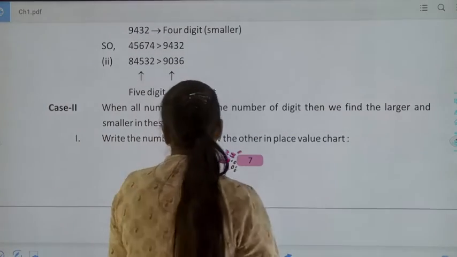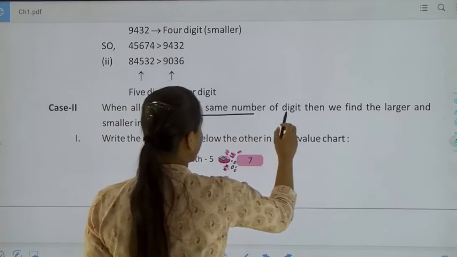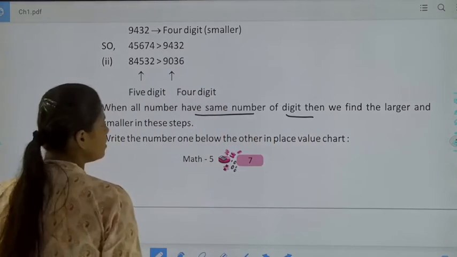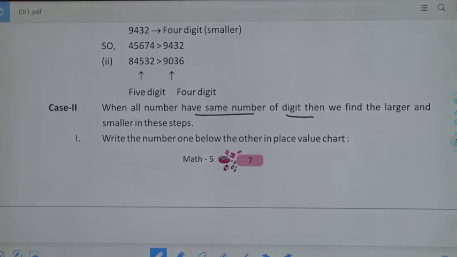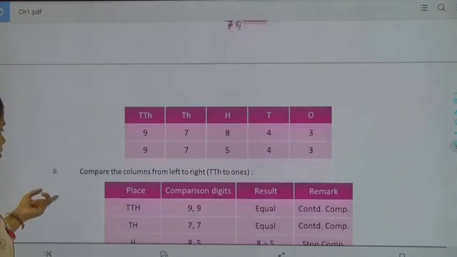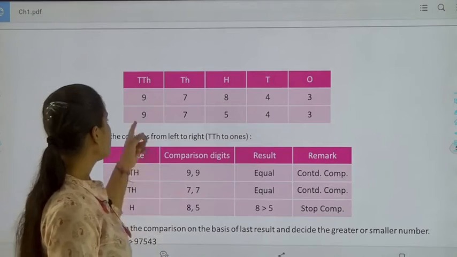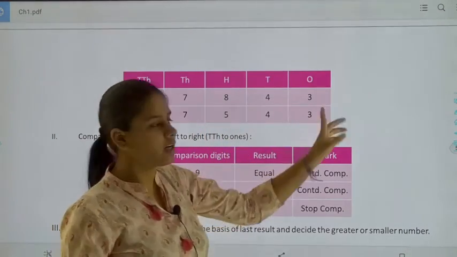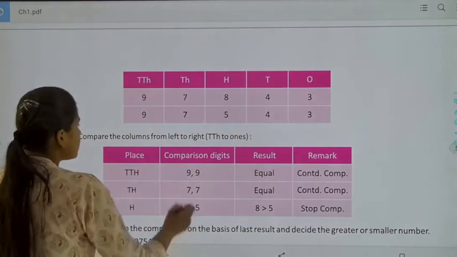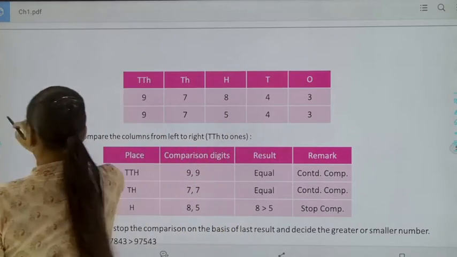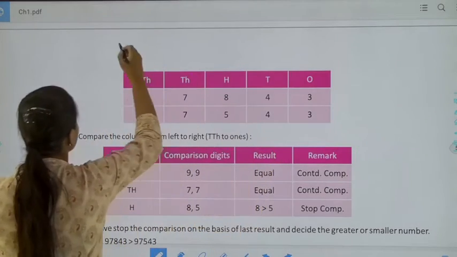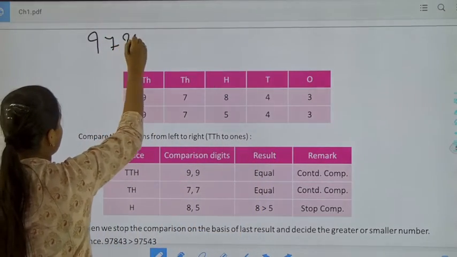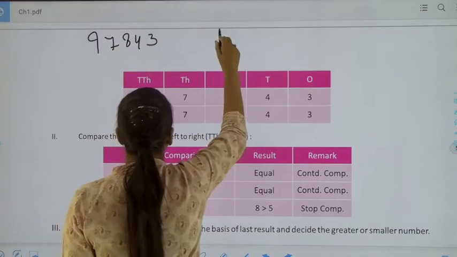Now move to the next, that is case number two. When all numbers have the same number of digits, to find the larger and the smaller, in this step write the numbers one below the other in a place value chart. Now you can see this is 97,843 and this one is 97,543. Now basically what we have to do, students, compare 97,843 and 97,543.